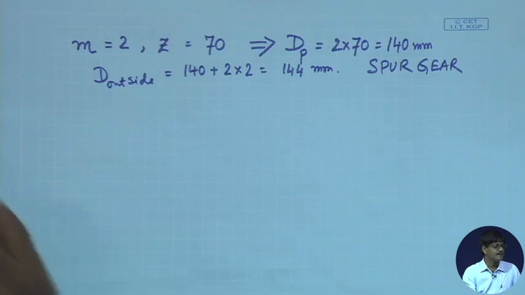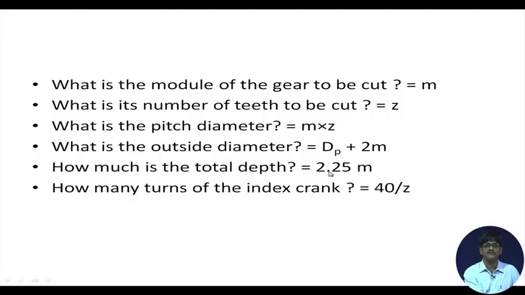How much is the total depth? That is what the operator is going to come up with as the next question. How much depth do I give when I am cutting? Well, if you are cutting in a single pass, which means that in one cut itself you are cutting right up to the root of the gear, the depth of cut will definitely be equal to the total depth of the gear, which is equal to 2.25 modules, or 2.157 by diametral pitch when you are dealing with diametral pitch.